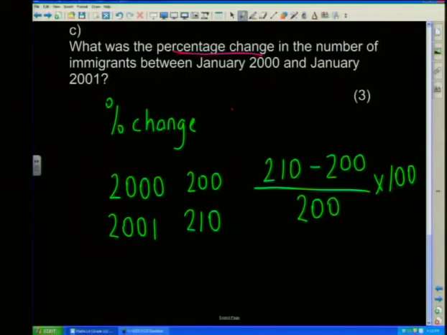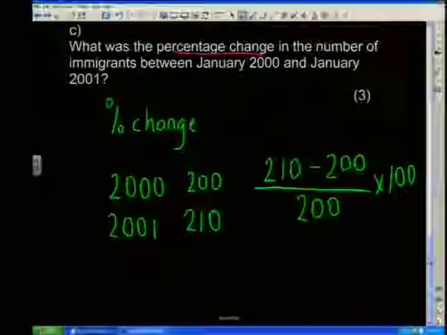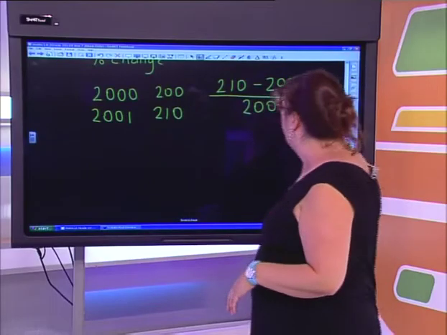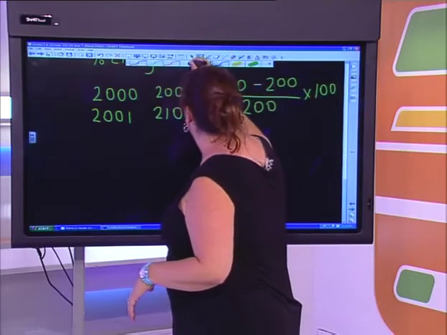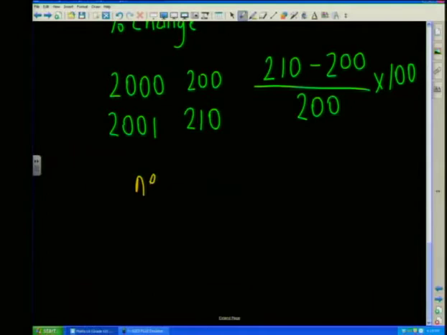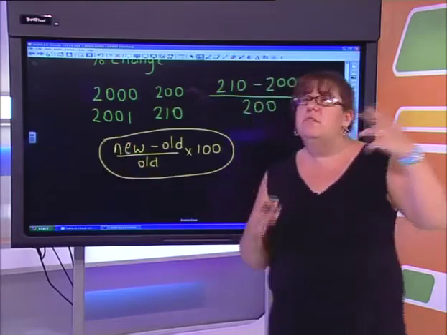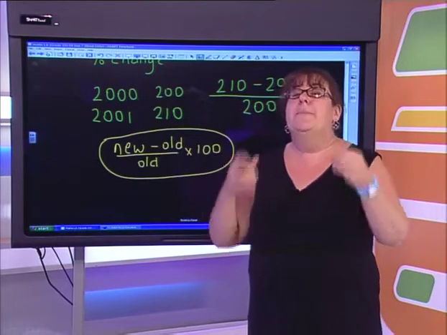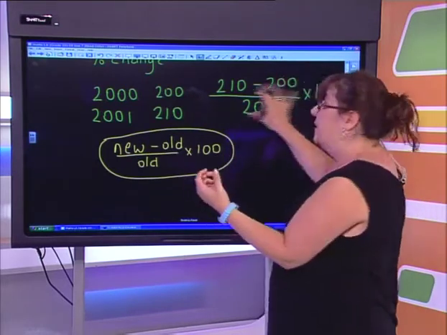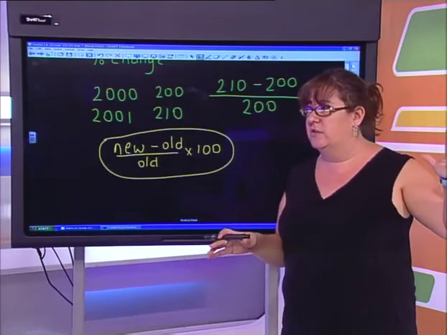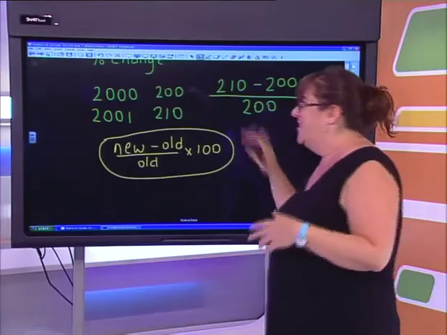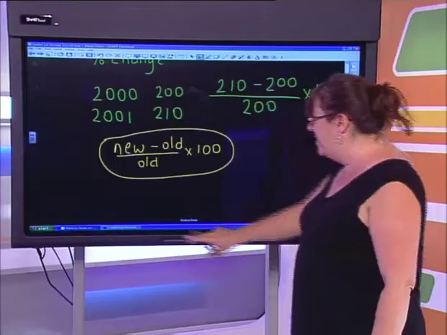Now I'm going to give you this formula. I've written the formula. I like to tell my kids to remember that percentage change is the new number minus the old number, divided by the old number, and times by 100. So if you want to learn this formula for percentage change, it's a really easy formula to learn. But if you understand what we've done with the numbers, then you kind of don't have to learn it. Does that make sense? Learn it or understand it? Makes total sense, yeah. I hope that does make sense.